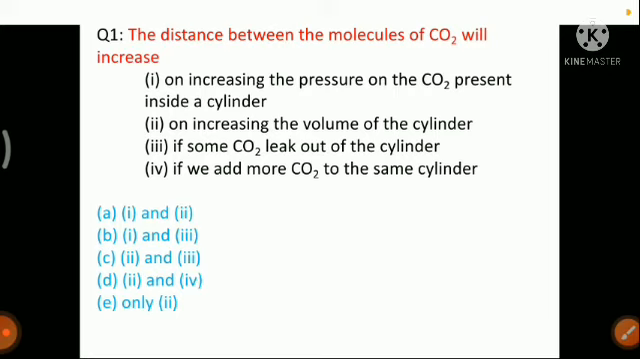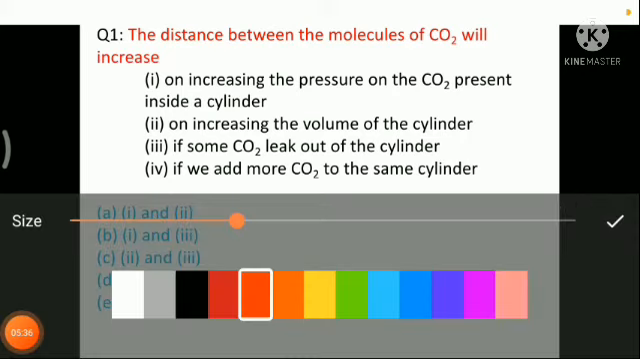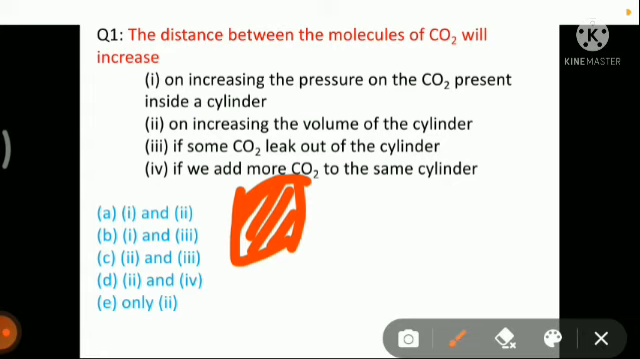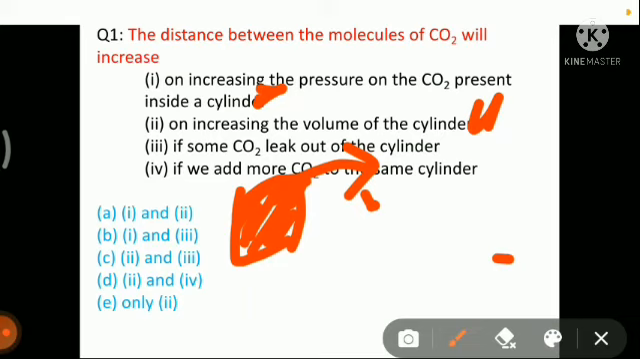So in the third option, what we see is, if CO2 leaks out of the cylinder. Now, if CO2 leaks out of the cylinder, that means first, in the cylinder we have limited space. The gases present in this cylinder have only a definite space, that means they can move only inside this cylinder. So if some of the carbon dioxide comes out, they do not have any boundary, so they can move in any direction they want and go to any distance.